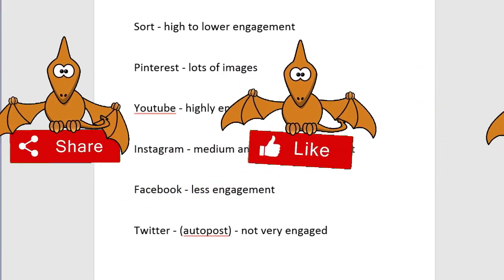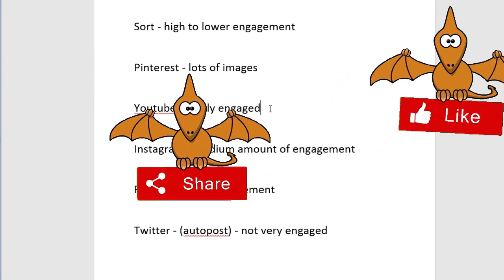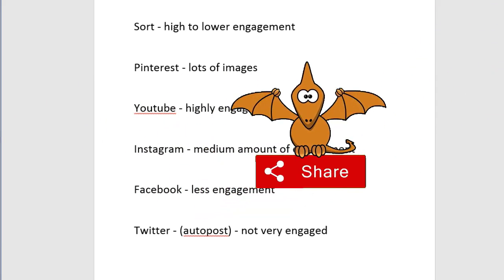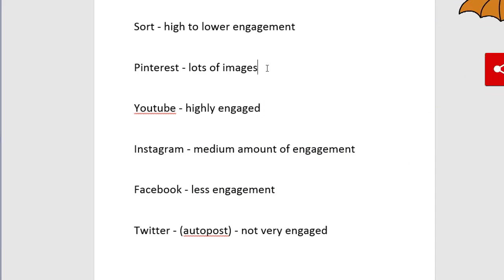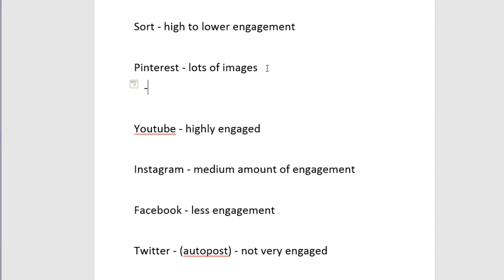So what you need to do here is figure out how you're going to go about creating your content. So what we want to do here is just expand on what we have discovered. In terms of Pinterest, we saw that there's a lot of images. So the question is, how can we go about creating those images? Do you have images on hand? How many images do you have on hand? So I'm going to jot that down. How many images do you have?